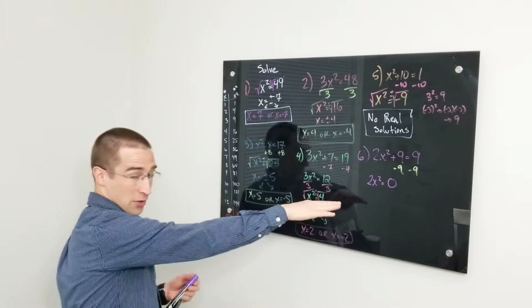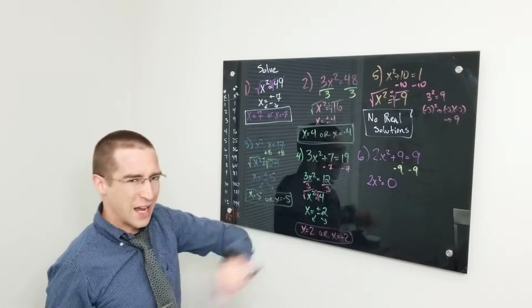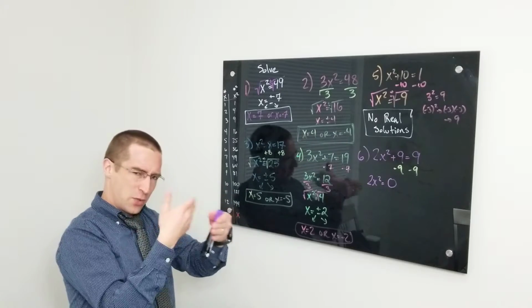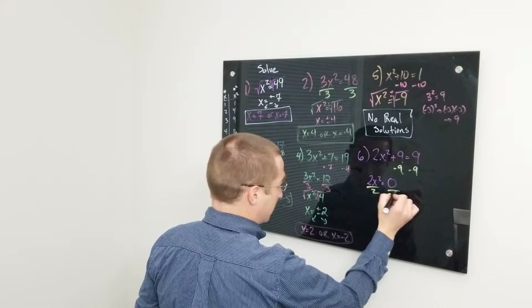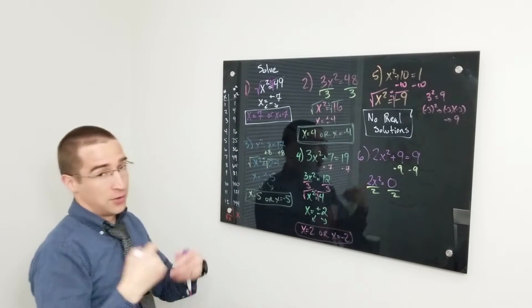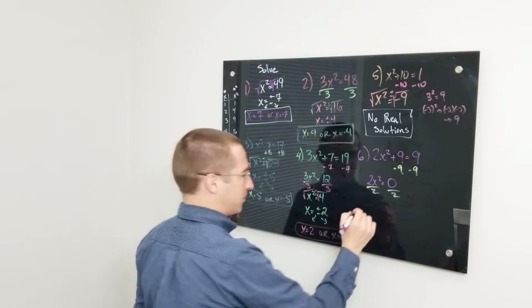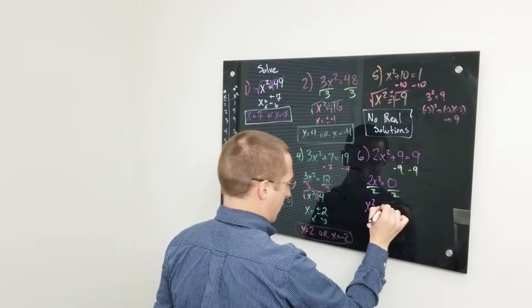So I got to get rid of the 2. How do we get rid of the 2? Well, it's 2 times x squared. So remember, if it's right next to it, it's implied multiplication. Divide by 2. 0 divided by 2 is 0. X squared equals 0.